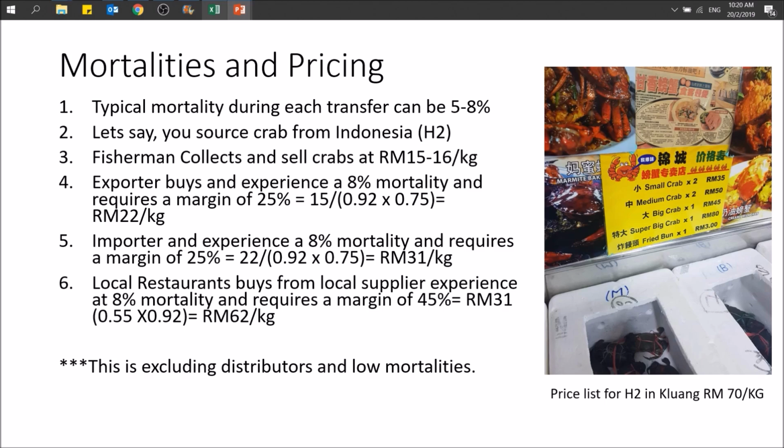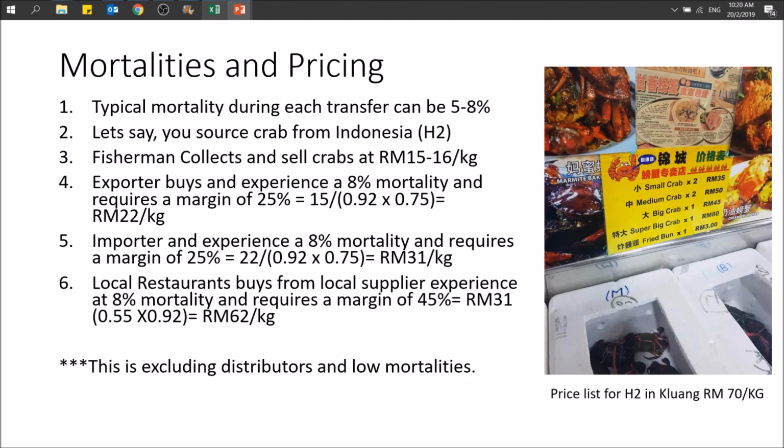And lastly, it is sold to restaurants, which experience also about 10% mortality, and they usually require a higher margin of at least 50%. And so this is how a crab can start from 15 to 16 ringgit per kilo and end up at the consumer side at 62 ringgit per kilo. Usually the margin is taken the highest by the restaurants because the restaurants have to bear two things. For example, they also have to include the cost of cooking, and they will also have to include the risk of not being able to sell.